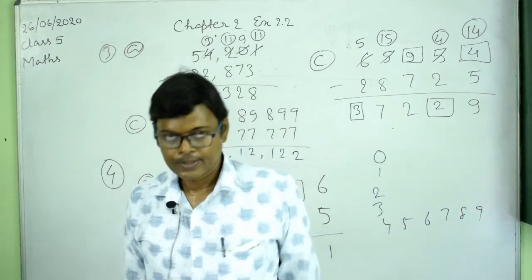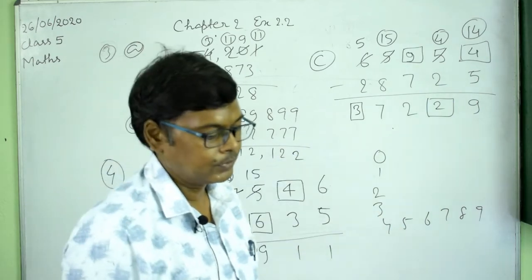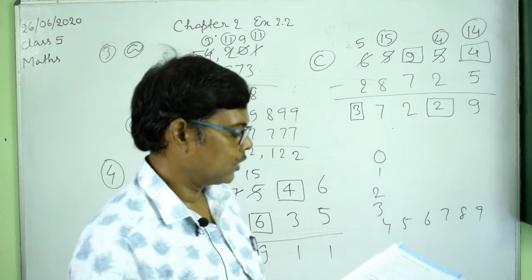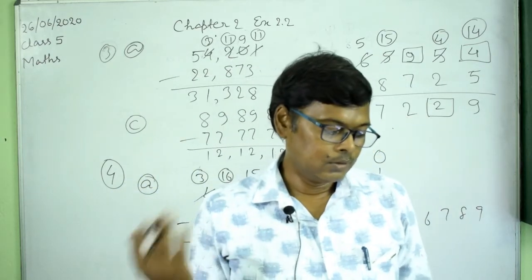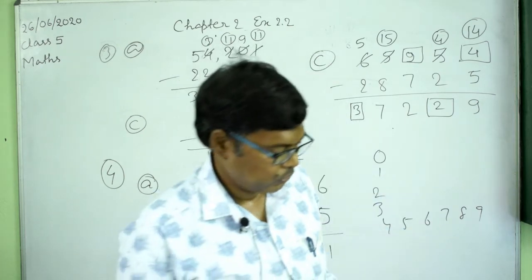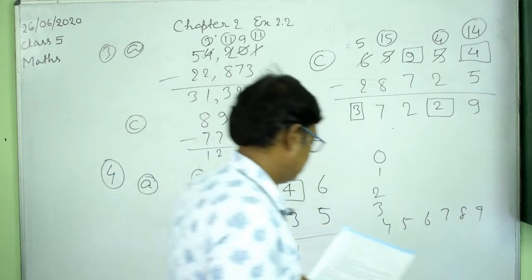Now the next question, number 5: solve the following word problems. In this we are going to solve the word problems. So here there are 3 questions, and I have done question number A, so I will do question number B, and the rest is done. So let us solve question number B.